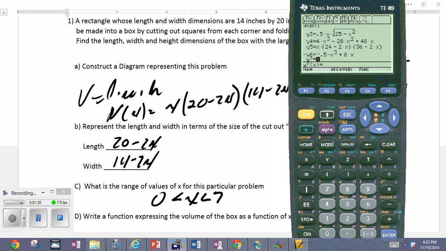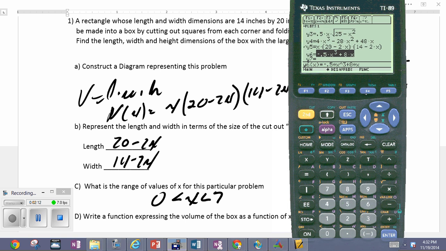Key the function in. I had one in there from the other version. So it's X times 20 minus 2X, times 20 minus 2X, and then 14 minus 2X. There was no need to expand that out. There's my function. Let's turn this Y6 off. There's my function in Y5. I'm interested in what's going on between 0 and 7.